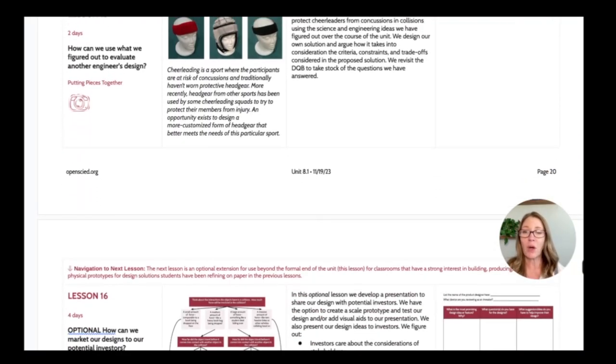In lesson 15, we're going to now use what we've figured out to evaluate a different engineering solution. So this is another summative assessment, and it's talking about cheerleader protective headgear, because cheerleaders get a lot of head trauma when they fall doing their stunts. And so some people have thought about maybe headgear for cheerleaders to reduce the injuries. And so we take into account the solutions with the criteria and constraints and the trade-offs, and we see if students are able to apply those engineering ideas into this transfer task with cheerleader head protective gear.